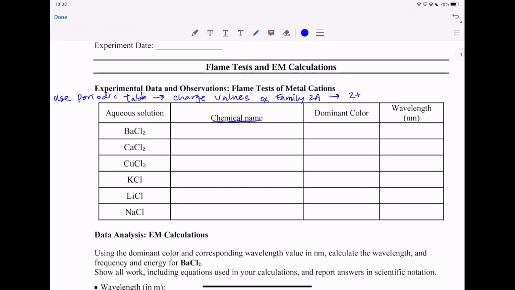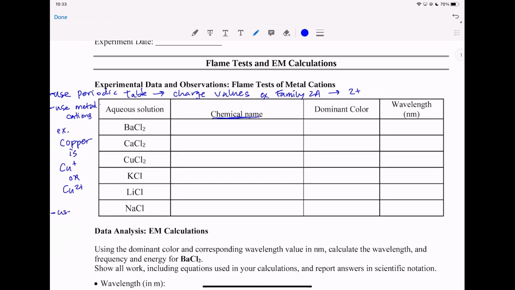Okay. The other thing you want to use is the metal cations that have more than one charge. For instance, copper can be +1, copper +1, or copper +2. And so there are 5 metal cations that can have more than one charge. And so you need to indicate that in the chemical name. And then you also want to use the polyatomic ions list. And those are all together in one spot.